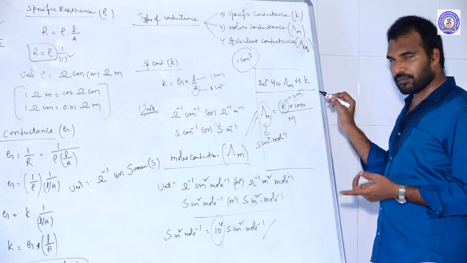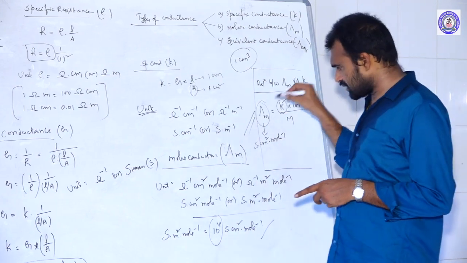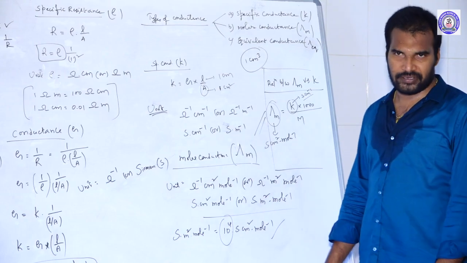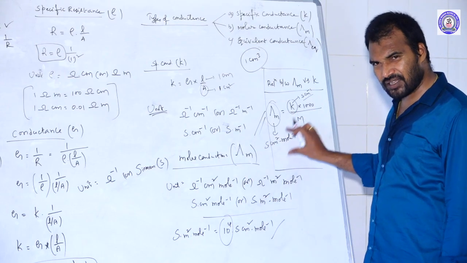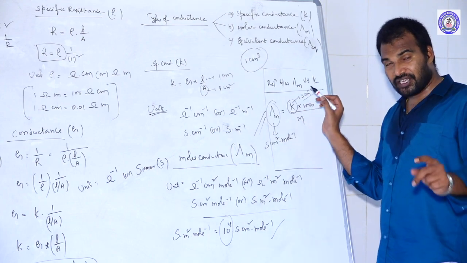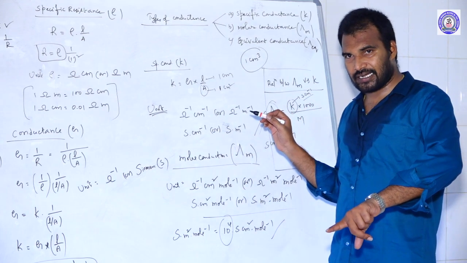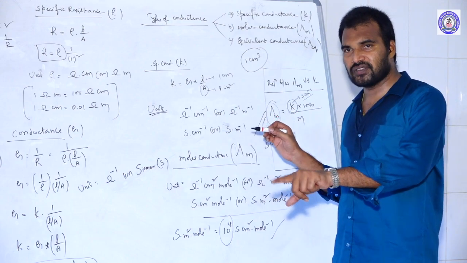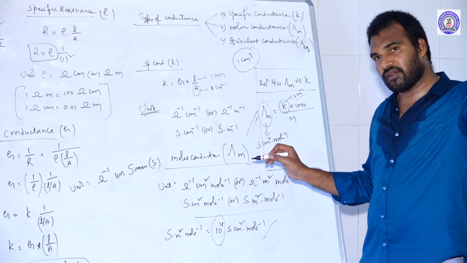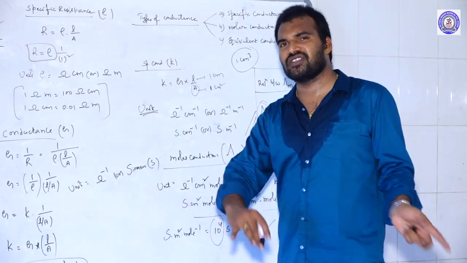Suppose they give Siemens meter inverse, then first you should calculate in Siemens meter square mole inverse, then you should convert it into Siemens centimeter square mole inverse. This unit conversion is very important. So first check the specific conductance: in which units is it given? Because if they give Siemens centimeter inverse, you calculate the molar conductance in centimeter square mole inverse. If they give the options in meter square, you just convert.